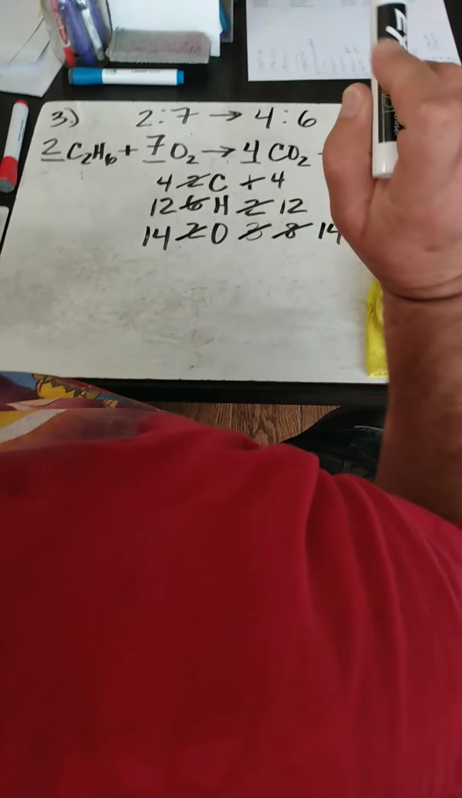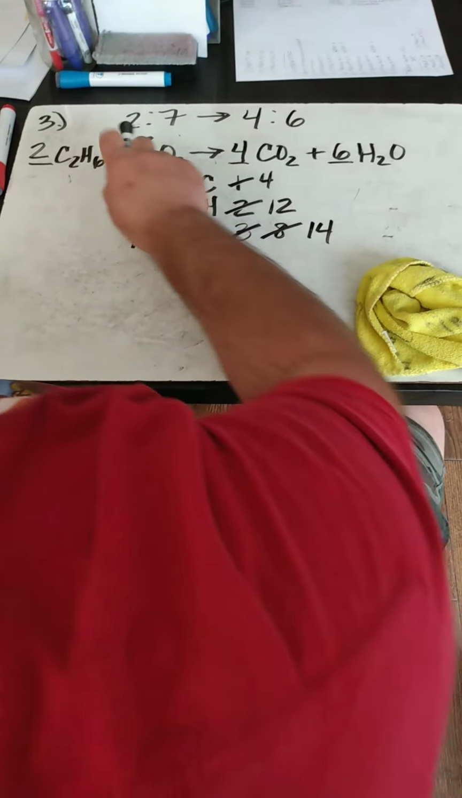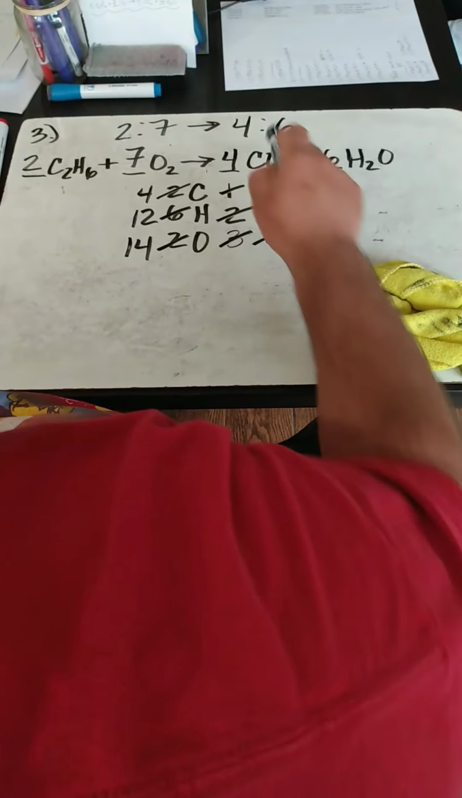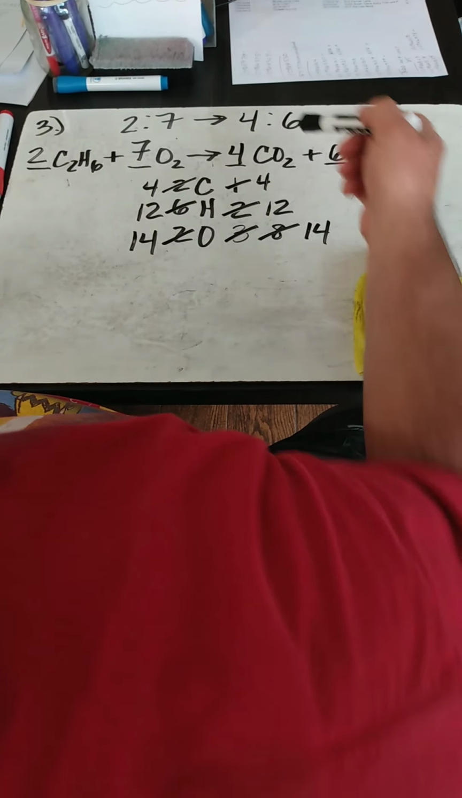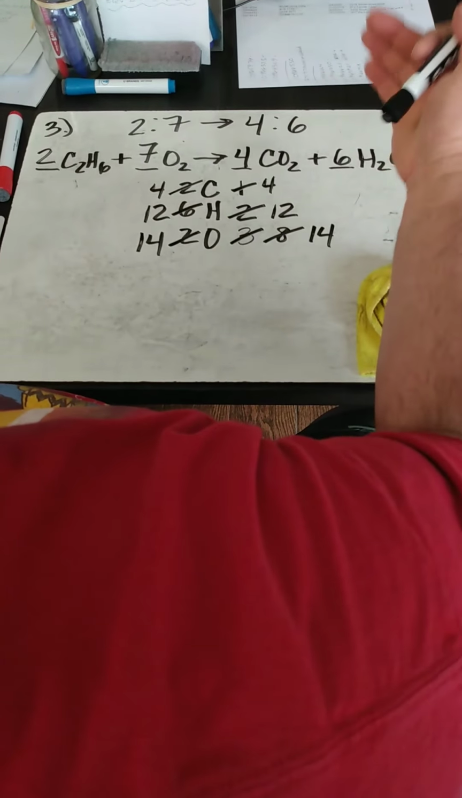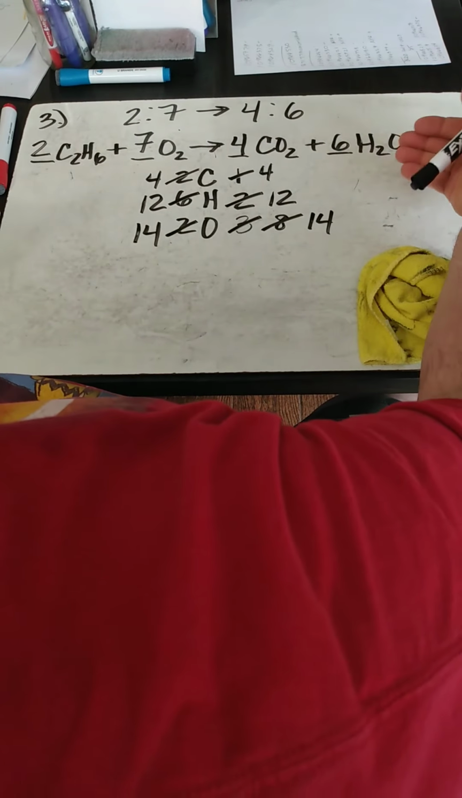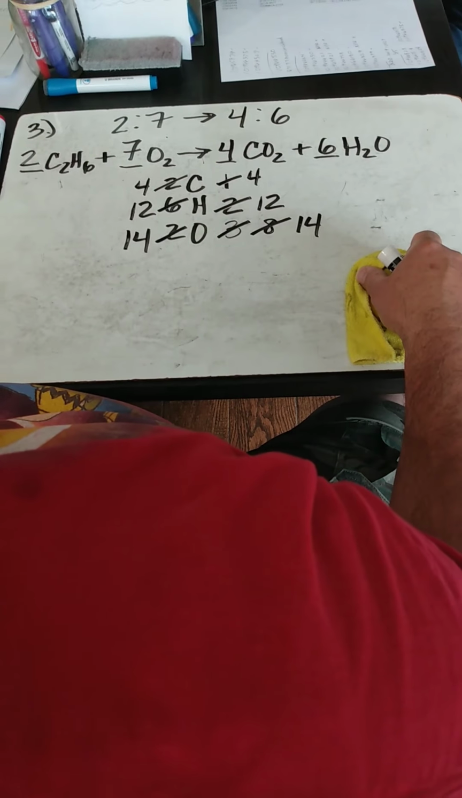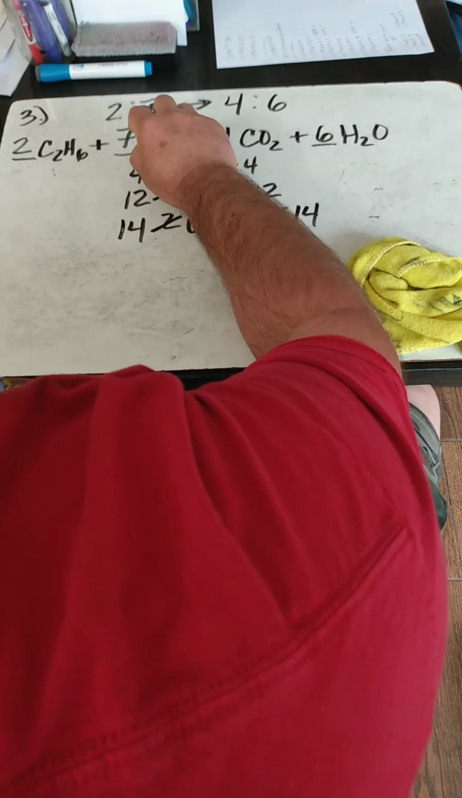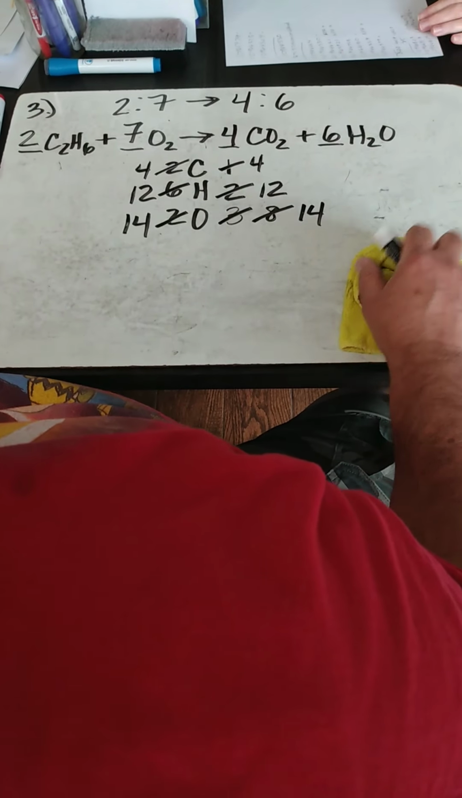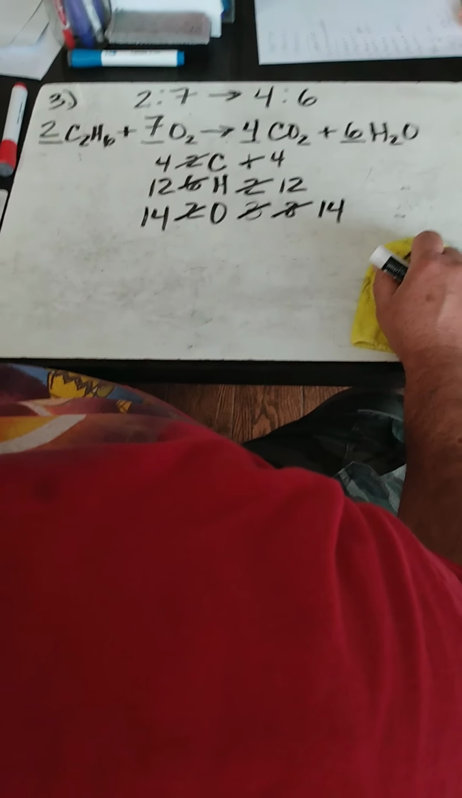That's our ratios. Now, one last thing to double check. We want to see if this can be reduced down at all. So if we could divide every single number by 2, then we know that we've maybe inflated this, okay? But that's not the case. 2 cannot go into 7. So this is a completely balanced equation, and that is how you would end up doing this.